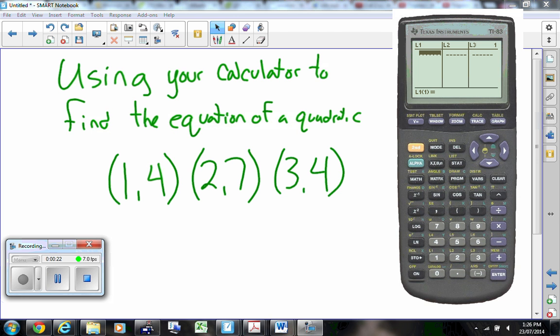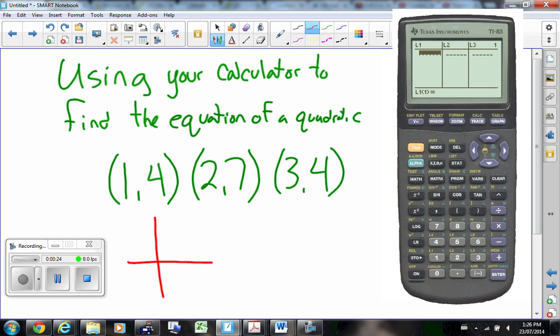Now, if I were doing this by hand, I would first plot these points. There's (1, 4), (2, 7), and (3, 4). So I can see that my parabola is going to do something like that. And because these points have the same y values, it certainly looks like this point is the vertex. So what I can say is, okay, it's going to be y equals (x minus 2) squared plus 7.